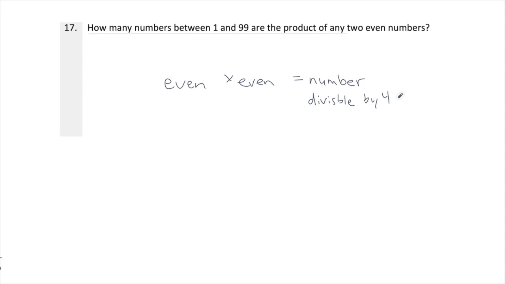To get the answer, let's find how many numbers between 1 and 99 are divisible by 4. The largest number divisible by 4 that's smaller than 99 is 96. So we can do 96 divided by 4 to get the answer. 96 divided by 4 is equal to 24. So that means the answer to this problem is 24.